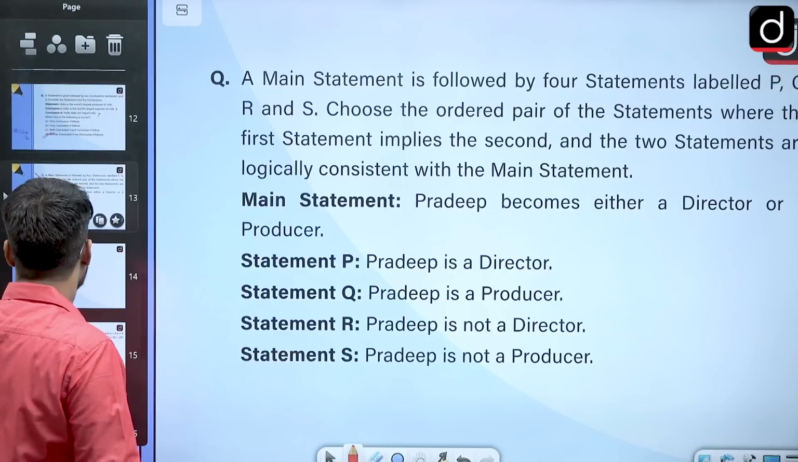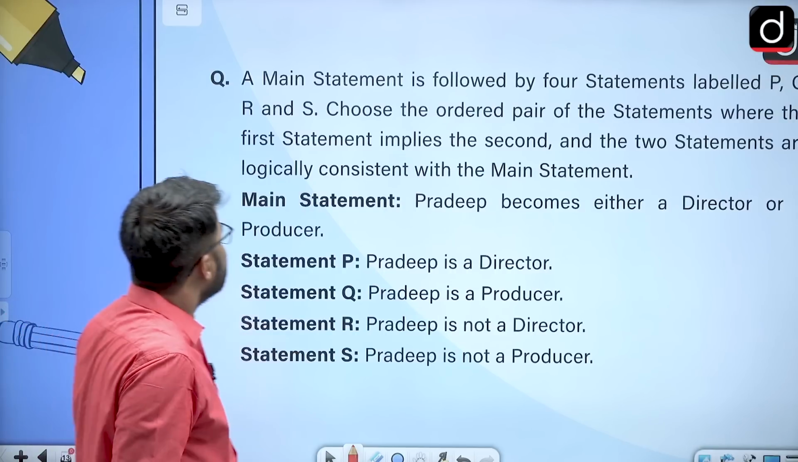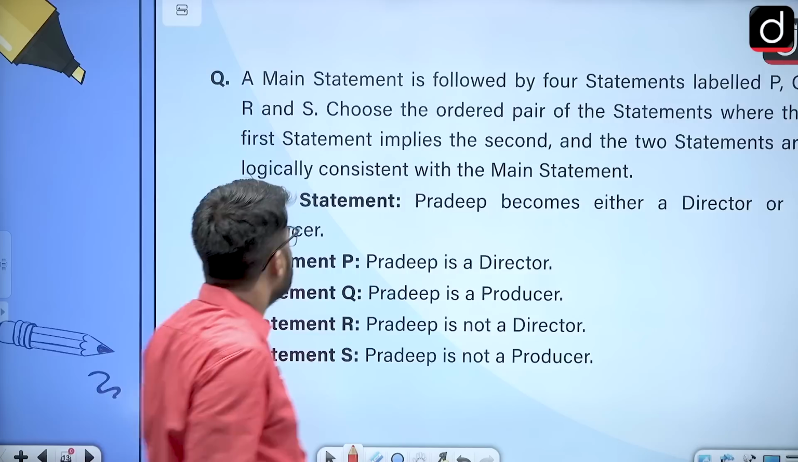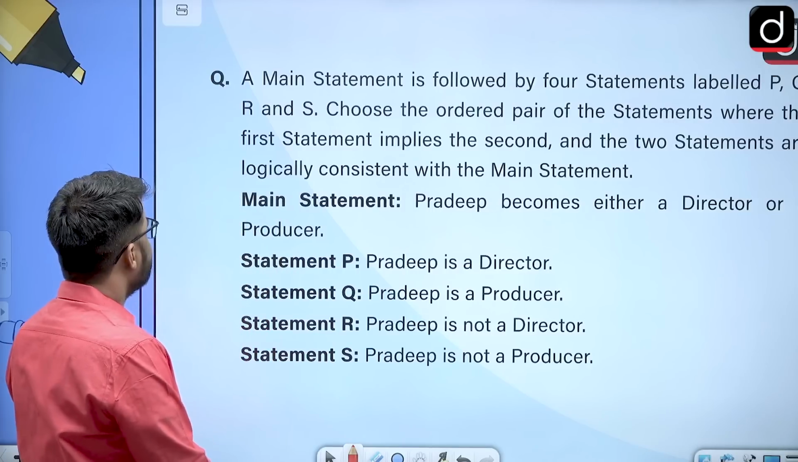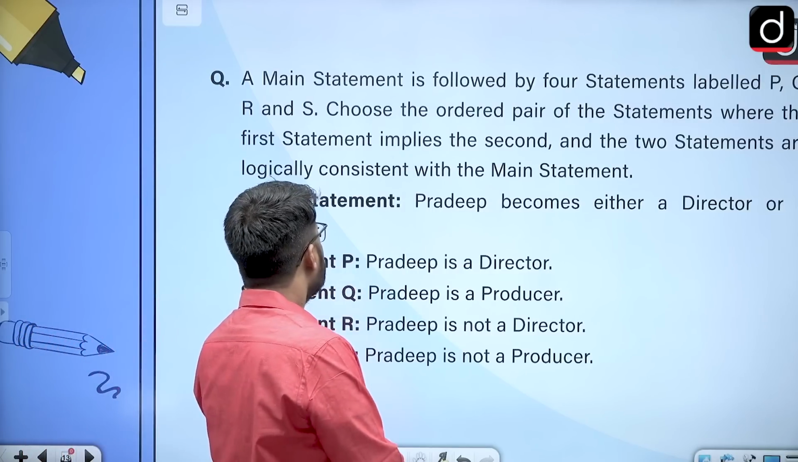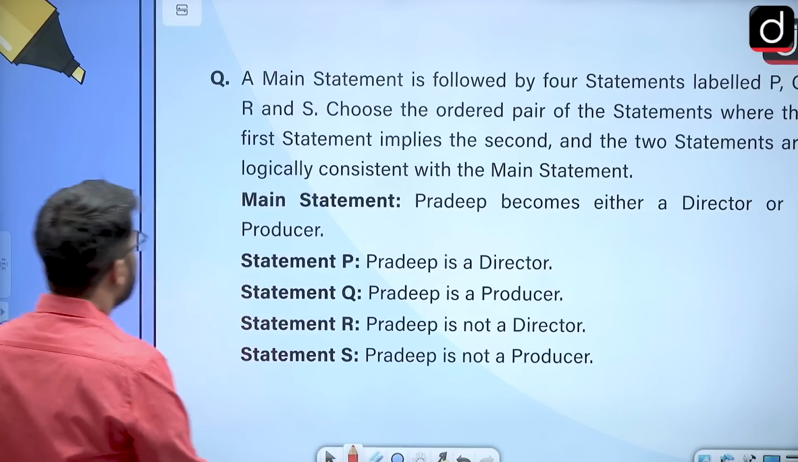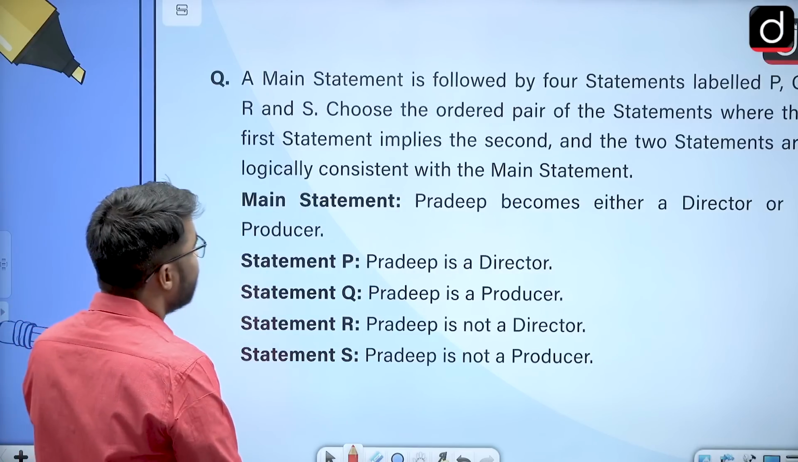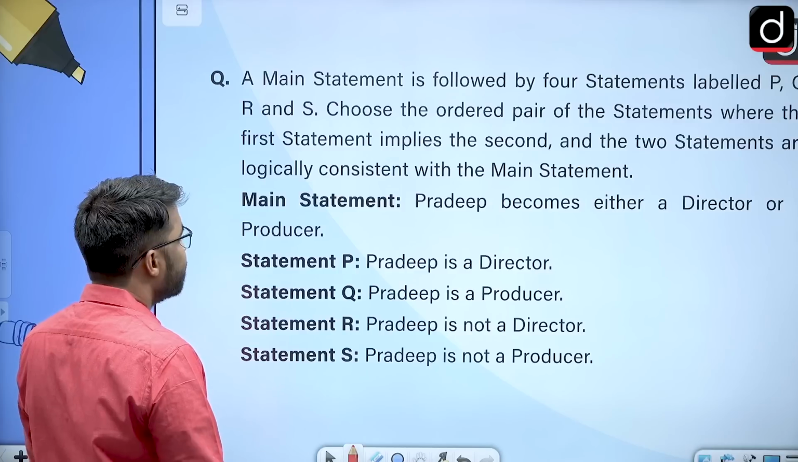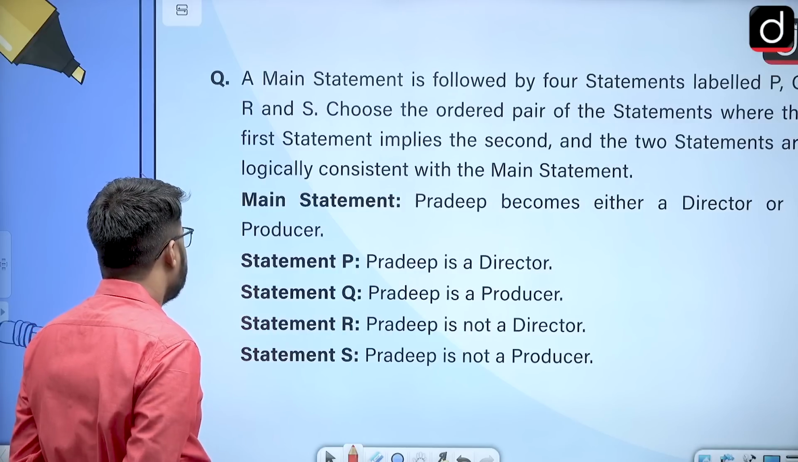Next one. A main statement is followed by 4 statements labeled P, Q, R and S. Choose the ordered pair of the statements where the first statement implies the second and the 2 statements are logically consistent with the main statement. Main statement: Pradeep becomes either a director or a producer.